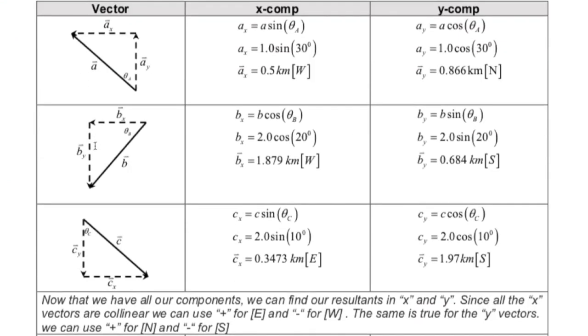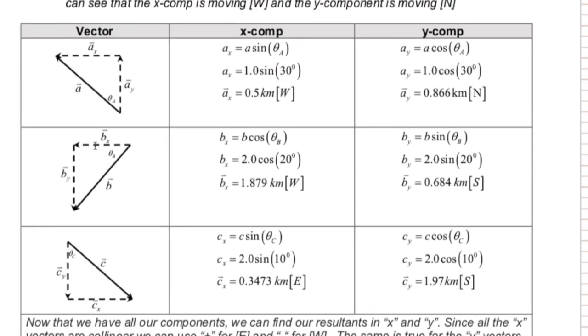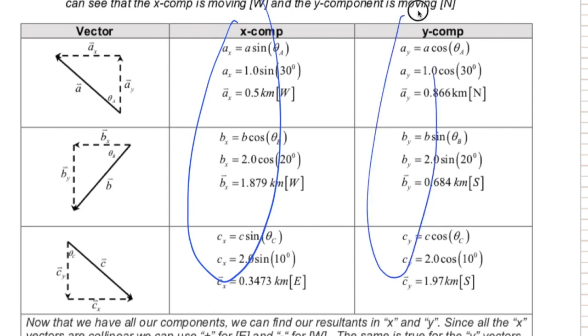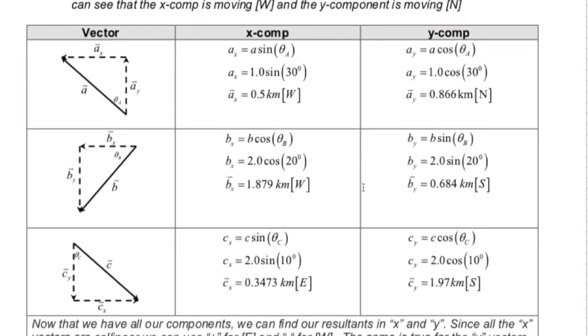Okay, so now that we've got all the x and y components, we have to find our subtotals. We have to find our resultant in the x and then the resultant in the y. So basically, we have to combine these three with themselves and then these three. But you have to be very careful, and I'm going to highlight some things. West, north, west, south, east, south. Notice that in this column here, everything's on the x-axis, and in this column here, everything's on the y-axis.